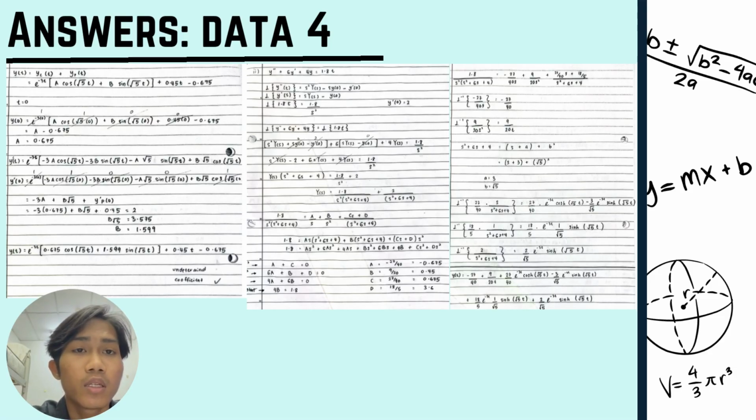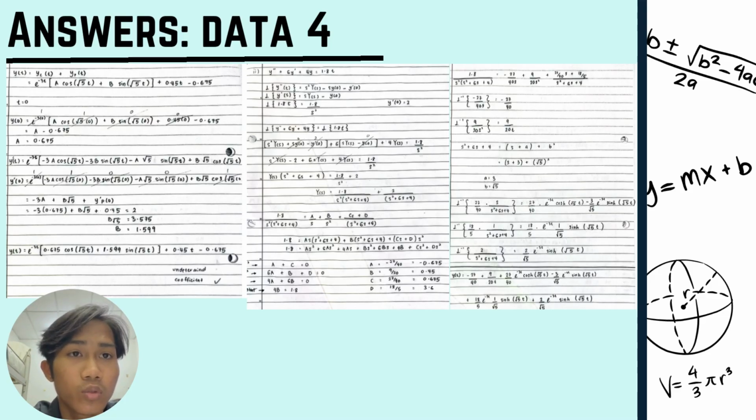At t equal to 0, we take the value and set it equal to 0, and we got a is equal to 0.675. Then we differentiate the equation yt one time, and we get the equation like this, and at t equal to 0, we substitute the value into the y prime t equation, and we got b is equal to 1.599. For the undetermined coefficient, we got the formula like this.